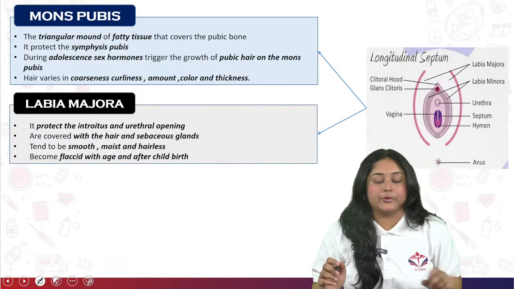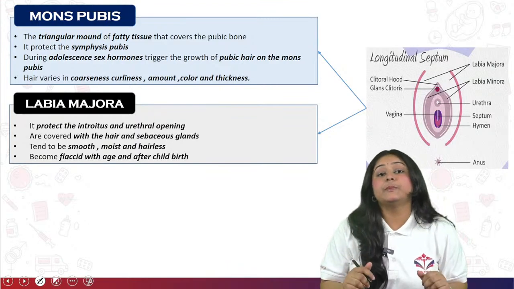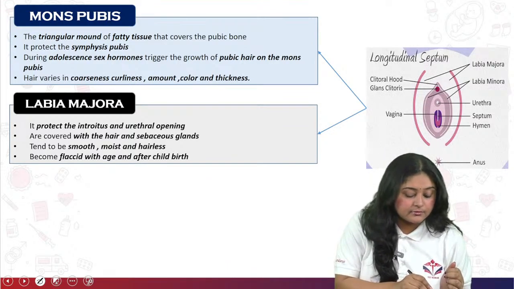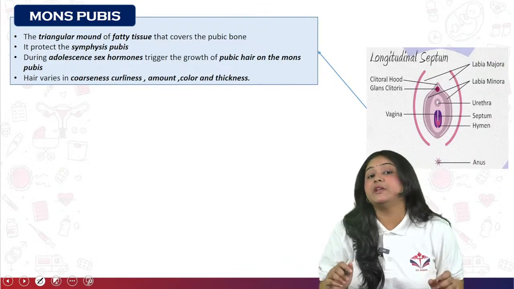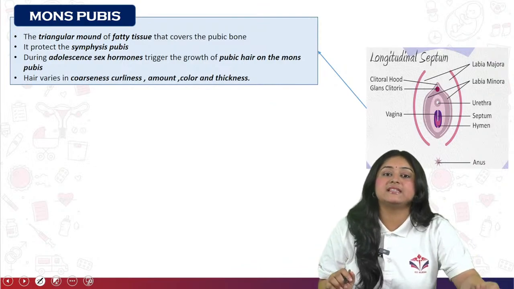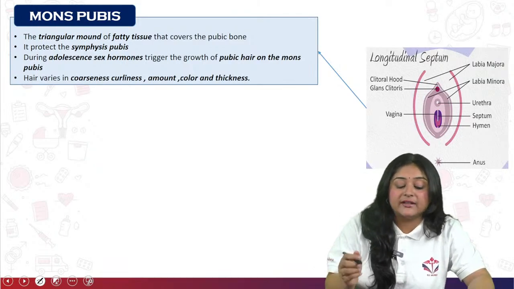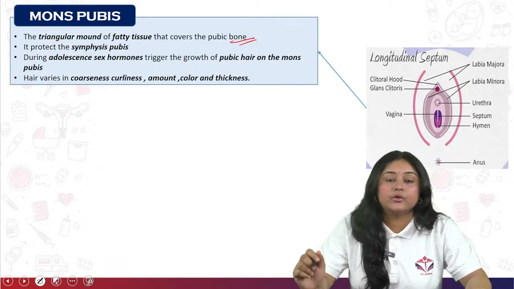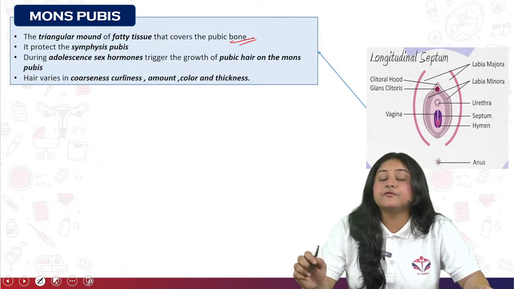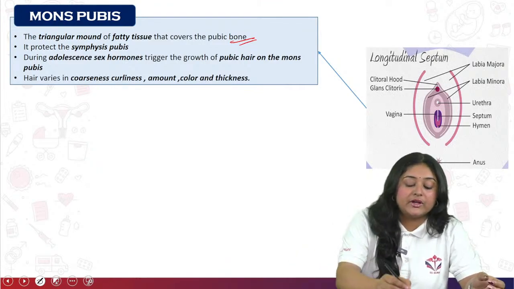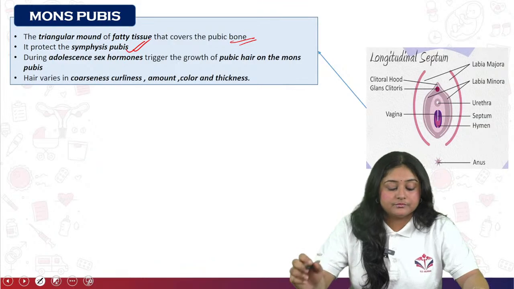First is the mons pubis. What do you mean by the mons pubis? Mons pubis is a triangular shape. It is a mass of fatty tissue which covers the pubic bone area, and with this fatty tissue covering, it protects the symphysis pubis.